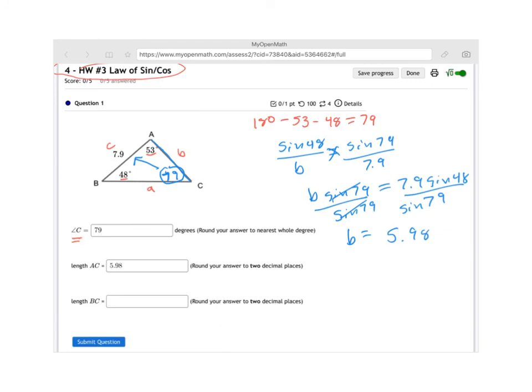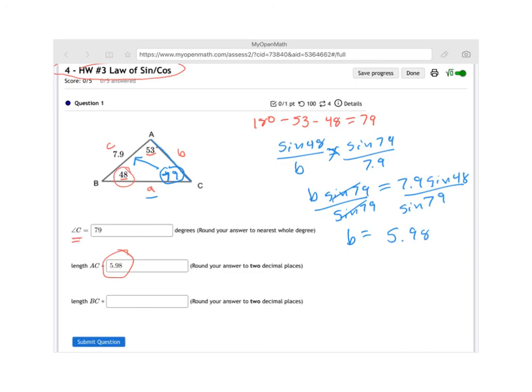And then the last one I'm going to want to do is try and find side BC, which is A. So here I'm going to do the sine of 53 over A is equal to the sine of 79 over 7.9. Now, it should be worth noting that I don't want to use this answer that I just found for B because that's a rounded answer. It's not an exact value. So I always want to try and use given information if possible. There will definitely be times when you're going to have to find one answer and use that answer to find another one, but if you can avoid it, you probably should.